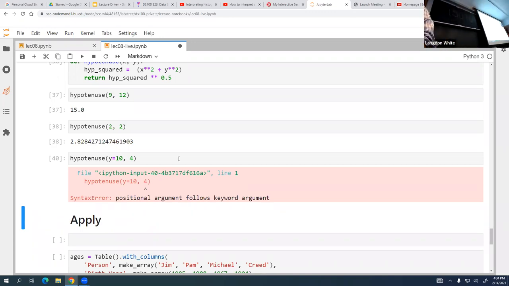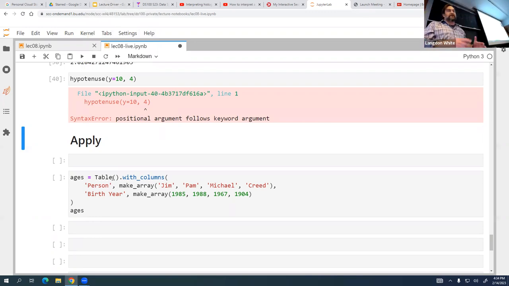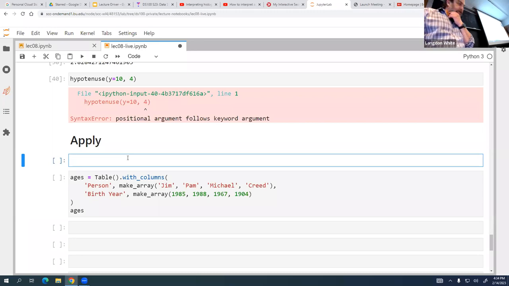And let's talk about apply real quick. Let me just see. Yeah, that's cool. Okay, so talking about apply, because this, along with group, is another very important function that a lot of people don't think of. So it's important to try to remember that it exists. So let's just create a table.